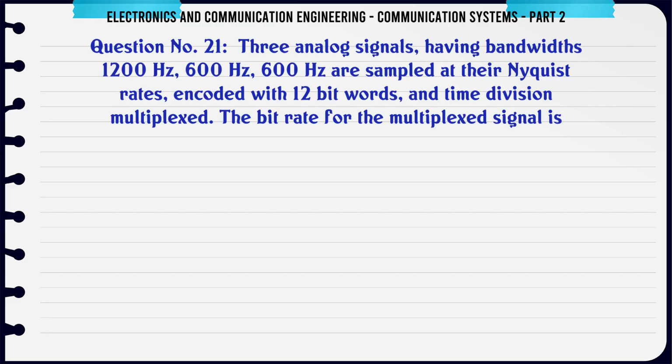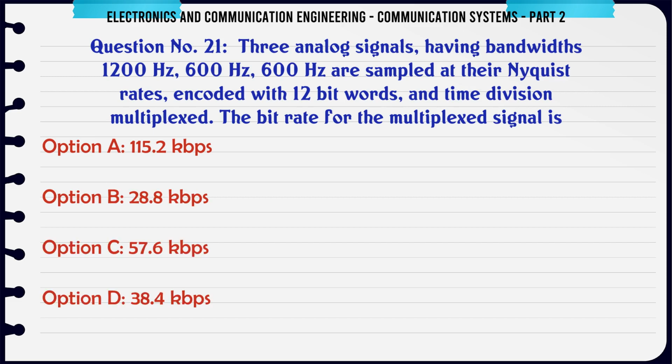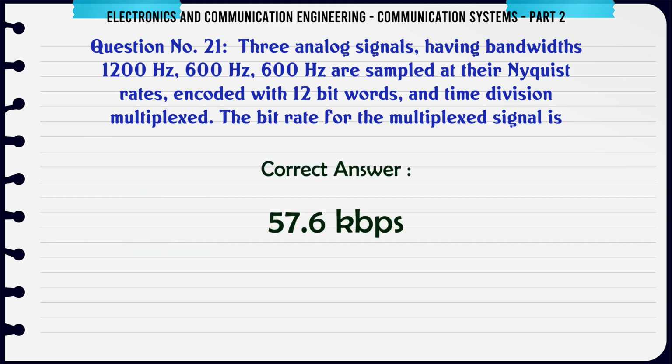Three analog signals having bandwidths 1000 Hz, 200 Hz, 600 Hz, 600 Hz are sampled at their Nyquist rates, encoded with 12-bit words and time division multiplexed. The bit rate for the multiplexed signal is: A. 115.2 kbps, B. 28.8 kbps, C. 57.6 kbps, D. 38.4 kbps. The correct answer is 57.6 kbps.